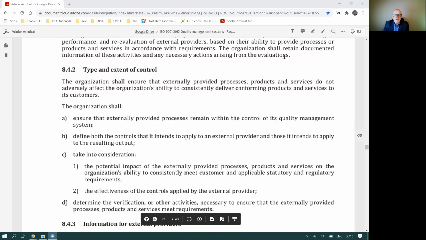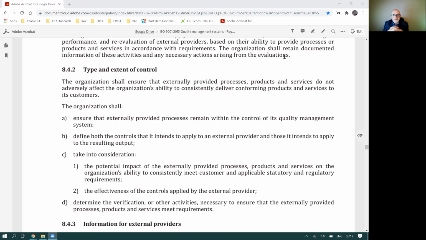Okay, so we've just been looking at 8.4.1, where we set out the criteria for maintaining conformance through our supply chain. And for those of you who are interested in supply chain security, you've got to keep in mind that once we've decided the types of service providers and products that need to be controlled, now we've got to determine the type and the extent of the control as per clause 8.4.2. So let's have a look at the criteria and we can discuss them.